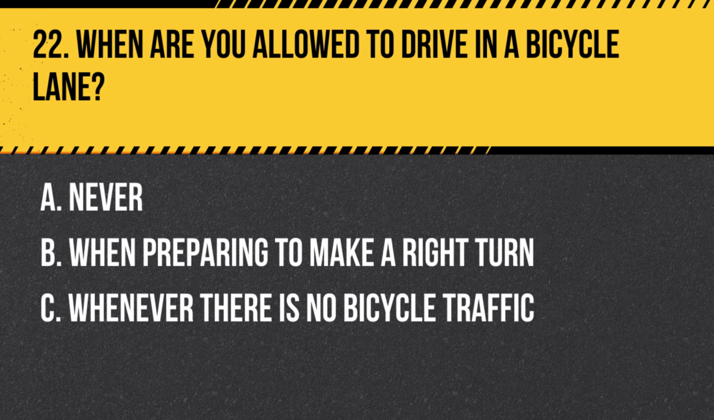Question 22. When are you allowed to drive in a bicycle lane? A. Never. B. When preparing to make a right turn. C. Whenever there is no bicycle traffic. Answer: B. When preparing to make a right turn. You may enter a bicycle lane only when preparing to make a right turn and when it is safe to do so.